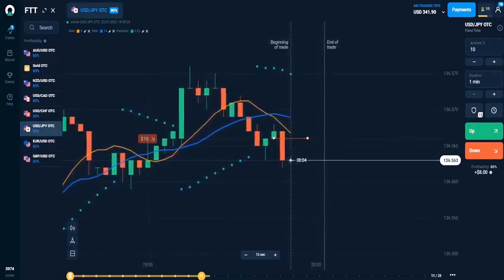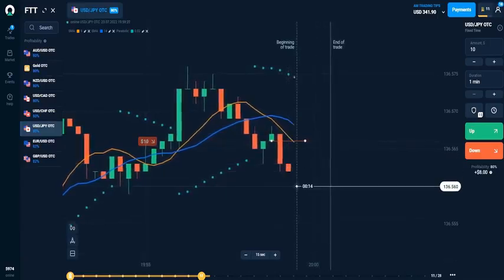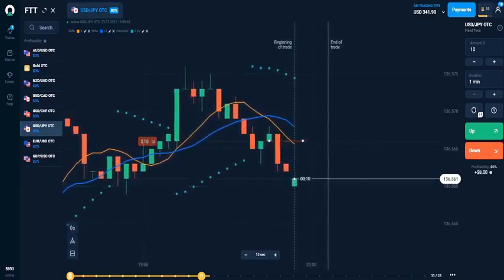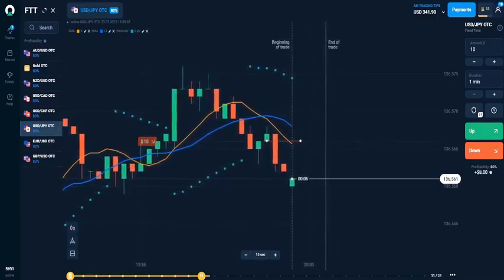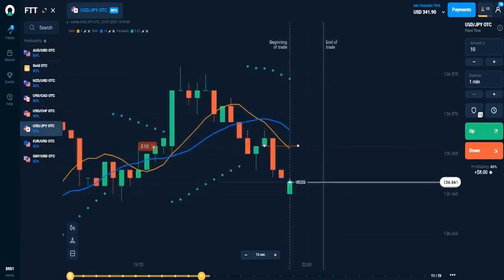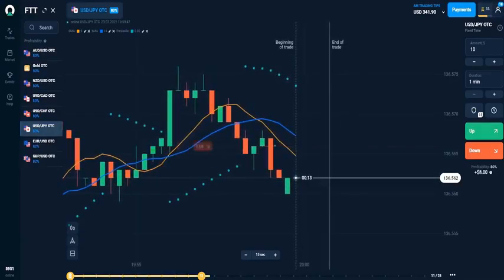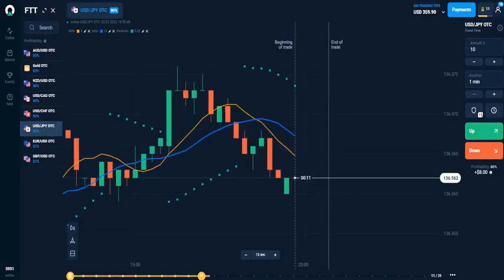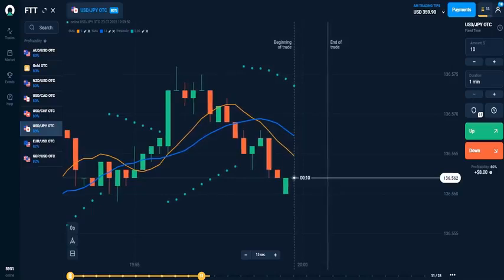You can see how the price continued to drop strongly after our entry. The SAR dots are still above the candles, confirming the trend is holding. This is a textbook example of how the strategy works perfectly when all signals align. And yes, we won this trade again. This was another great example of how well this strategy works when you follow the rules with patience and precision.